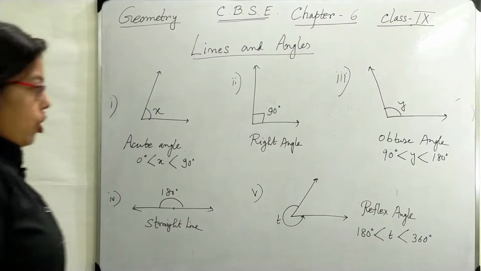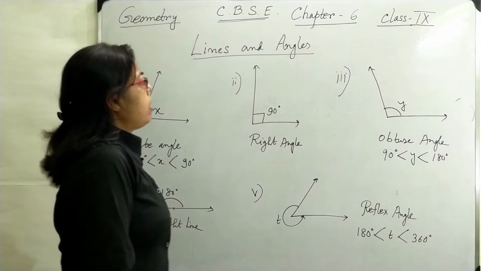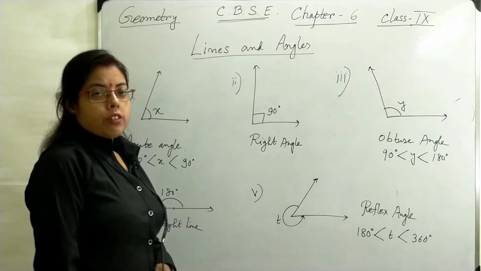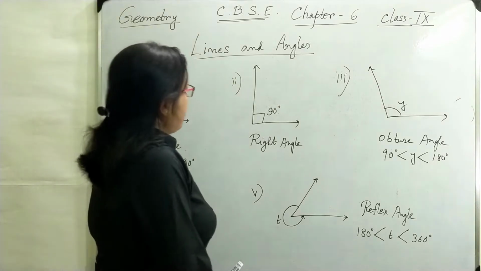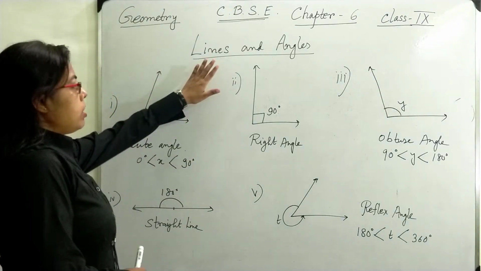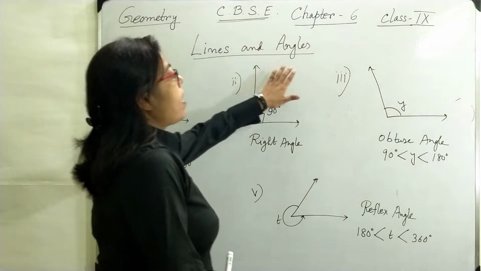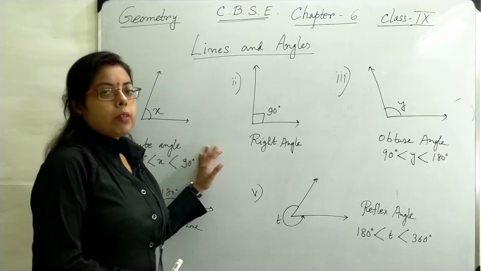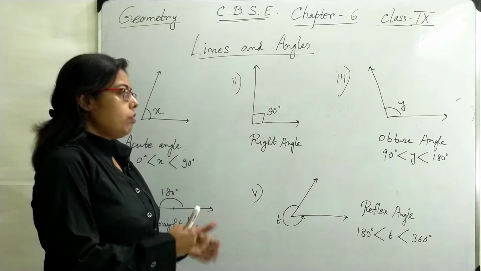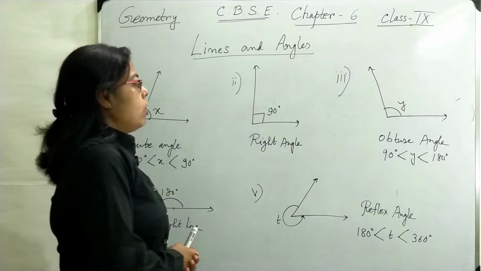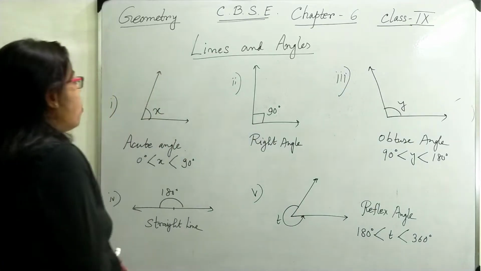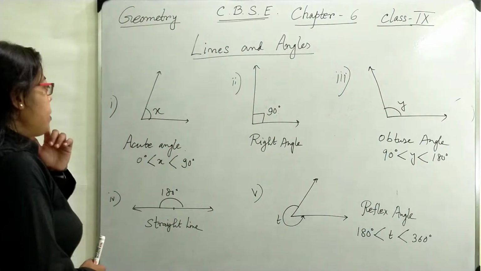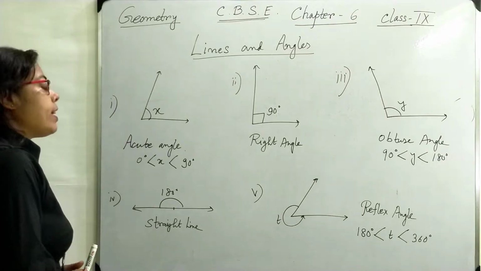Now the next chapter. We have already learned chapter number 5, the introductory part of Euclid's geometry, and now we will learn about chapter number 6, lines and angles. These are the very basic steps, but you have to know all these basic things to proceed further in geometry. Okay, let's see. Now what are the angles? How many types of angles can you get here?